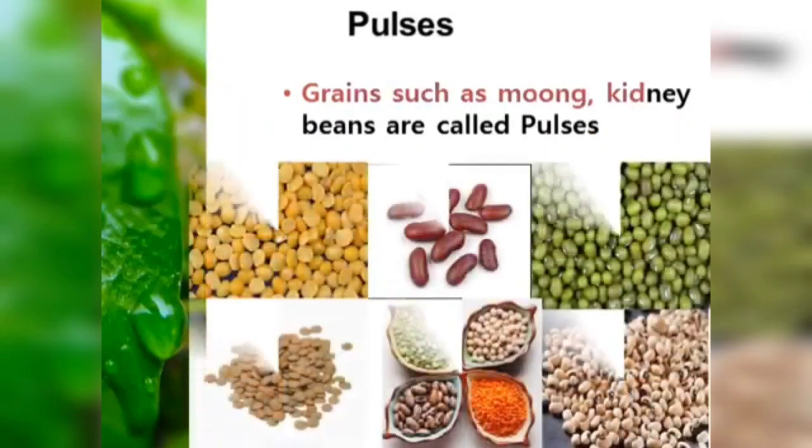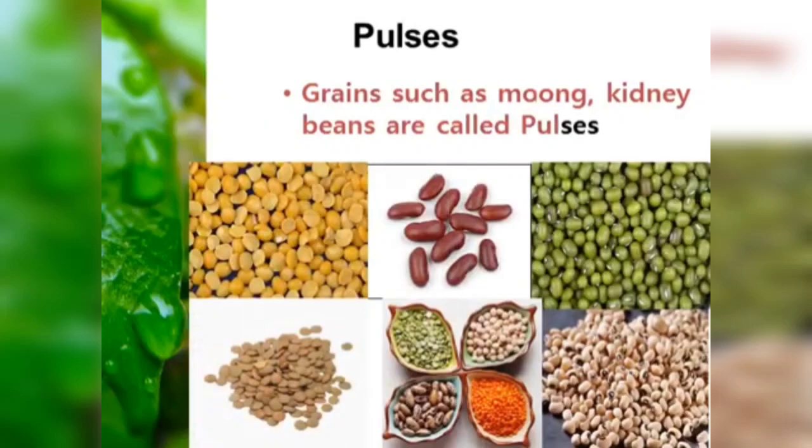We also eat grains such as moong and kidney bean, that is rajma. These food grains are known as pulses. Pulses are found inside the pods. Cereals are not found inside pods.